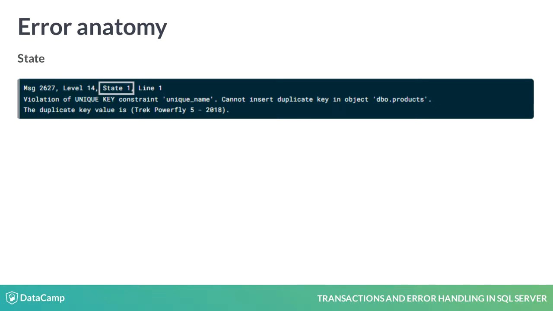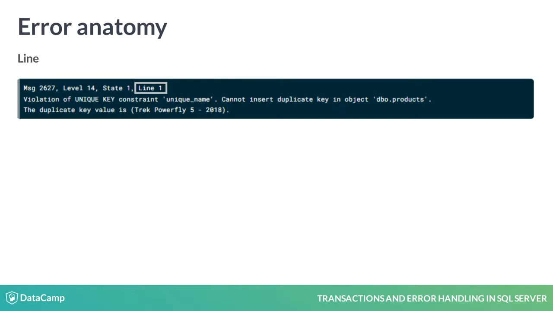The third value is the state. It can give you more information about the error. It will be 1 if SQL Server displays the error to the user. If you raise your own error, you can choose a value between 0 and 255.